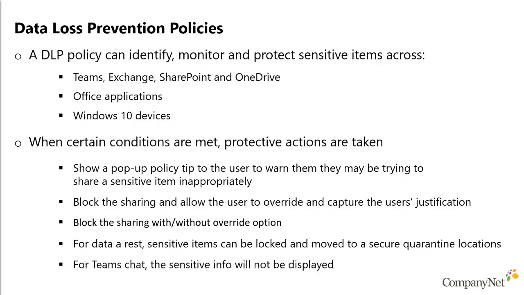And then for Teams chat, the sensitive information will not be displayed. Teams chat is relatively new with data loss prevention, so you can now apply data loss prevention policies within a Teams chat. It's generally E5 functionality, but it's really powerful as well. So it's not just looking at the data at the back end, it's looking at the information you're sharing within Teams chats, whether that's internal or external, if external communication or collaboration is enabled.